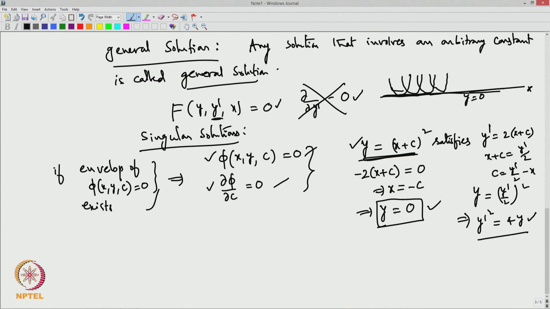Now I don't want this trivial solution. If you want, I can give you another example. This is one example. The second example is you take this differential equation: y dash square minus 3x y dash plus 3x square. Don't ask me why. This is an ODE which is nonlinear, and which has a general solution.